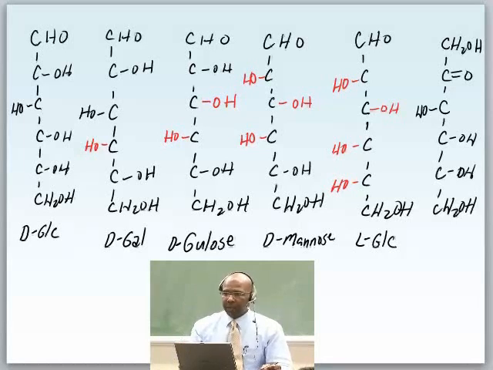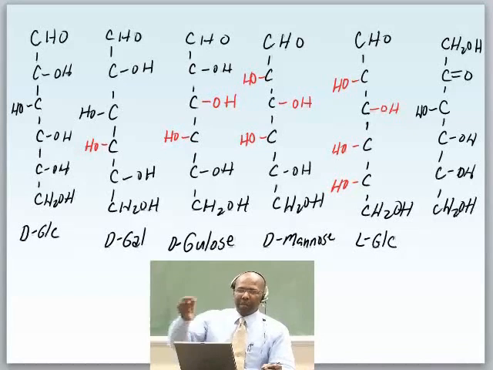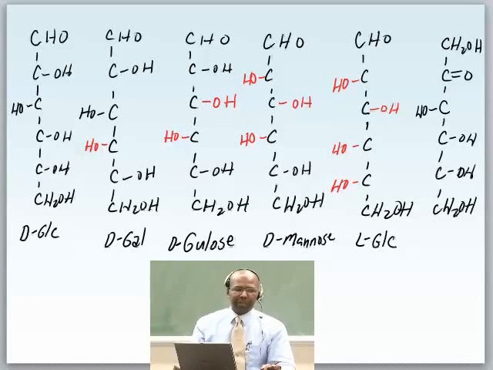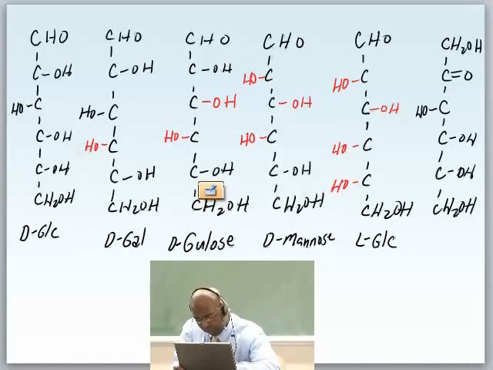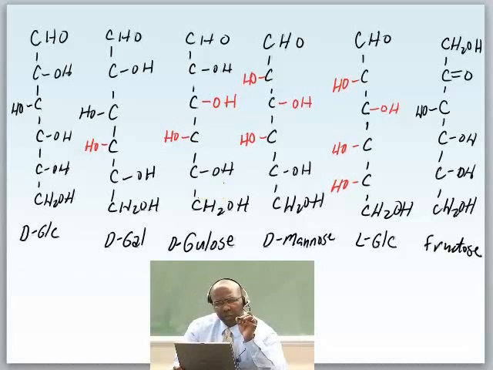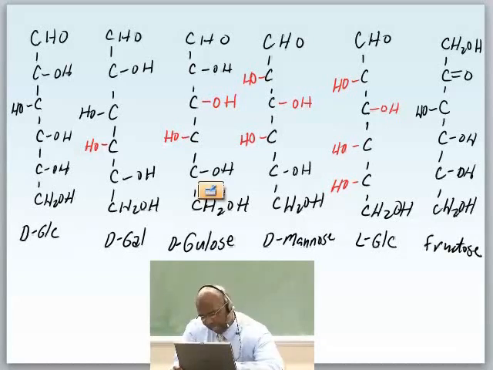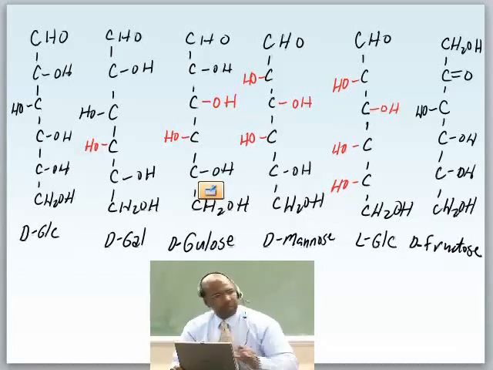What's the name of this molecule? Come on, you all. It's a ketose. It looks just like glucose, but the carbonyl is on carbon number 2 instead of carbon 1. What's the name of this molecule? Fructose. Exactly. This is fructose. Is this D-fructose or L-fructose? D, exactly.